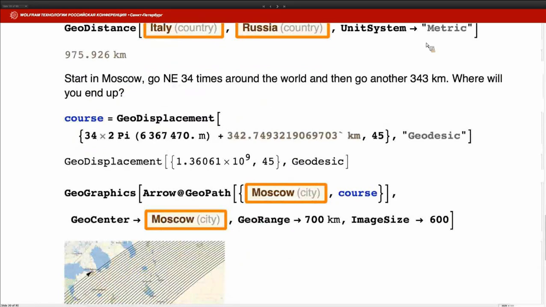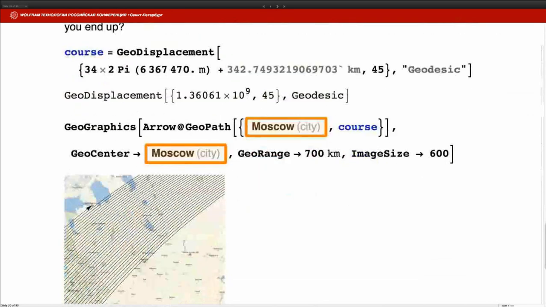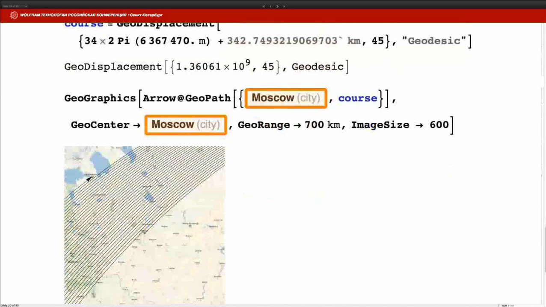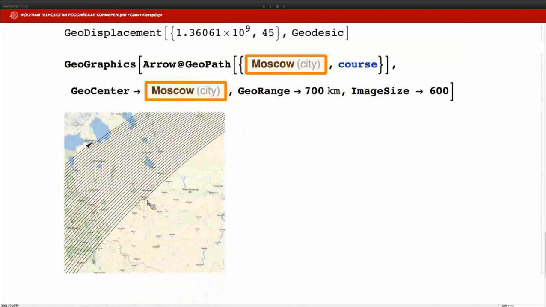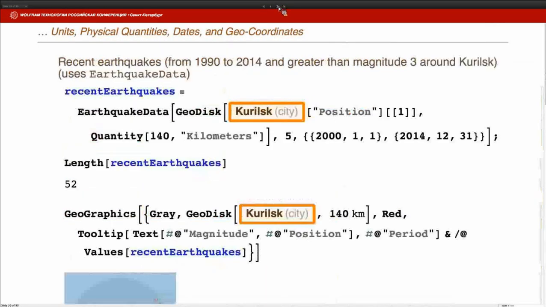Or assume you start in Moscow and you go 34 times around the Earth. And then you go another 343 kilometers. Where will you end up? You can calculate it easily with the function GeoDisplacement, which takes very carefully into account the ellipsoidal shape of the Earth. Because of that shape, once you are one time around, you don't add up to where you were, but you are a little bit displaced. And you see, you start in Moscow, and after 34 times you're around here, and then we go the 343, and we literally end up more or less exactly in the center of St. Petersburg.